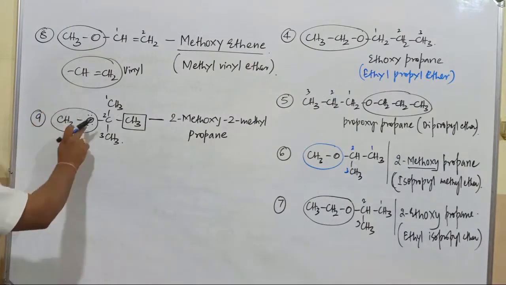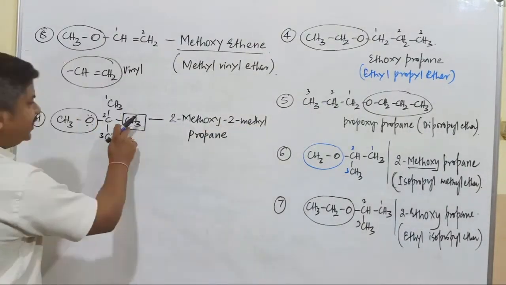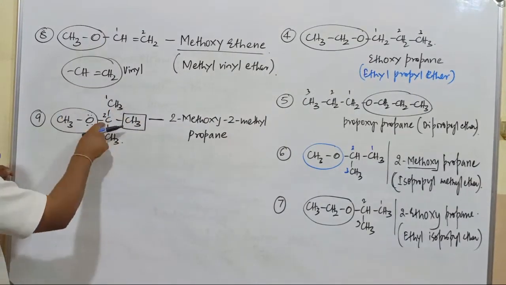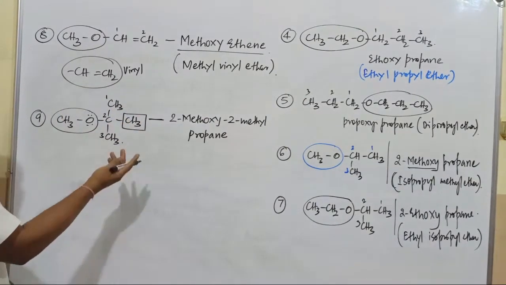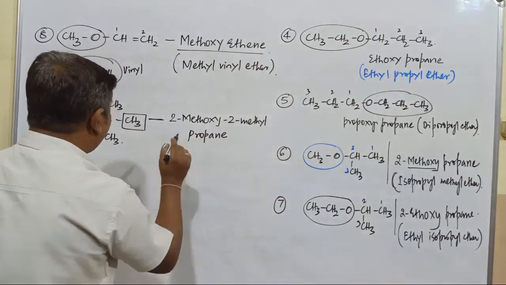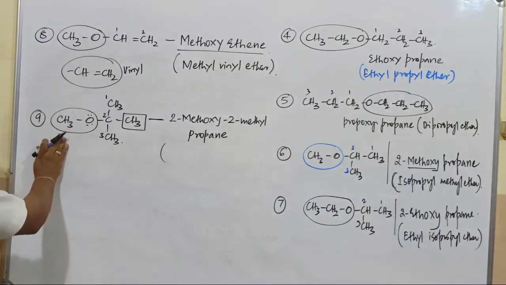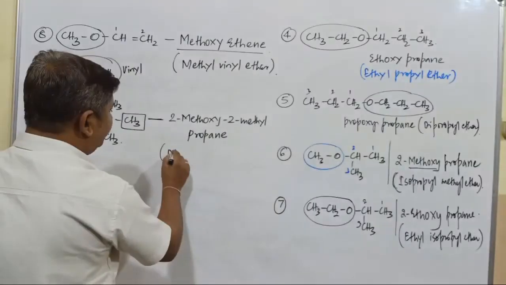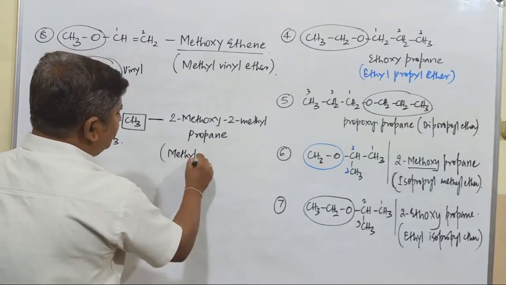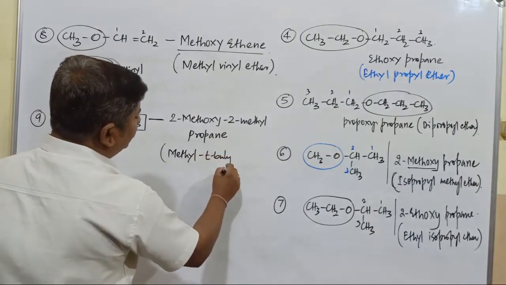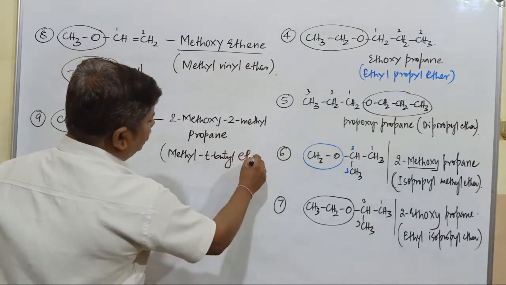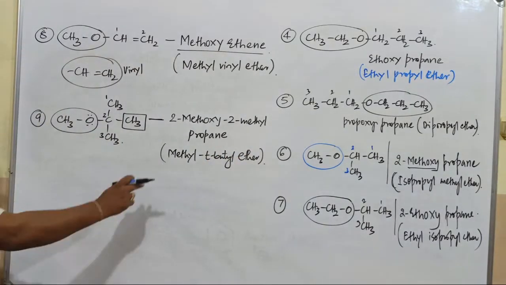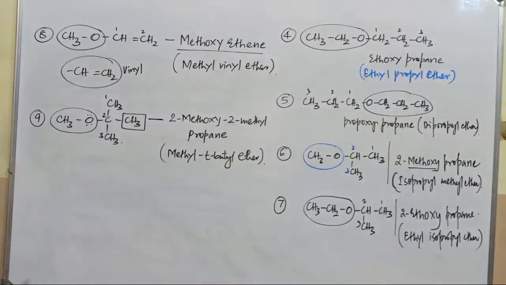2-methoxy is because of OCH3. 2-methyl is because this alkyl group is not part of the numbered chain; if you take 1, 2, 3 here, this becomes the alkyl group, and it is going to be the same. What's the common name? This group is called methyl, and this group is called tertiary butyl. So methyl tertiary butyl ether is the common name of this particular ether compound.